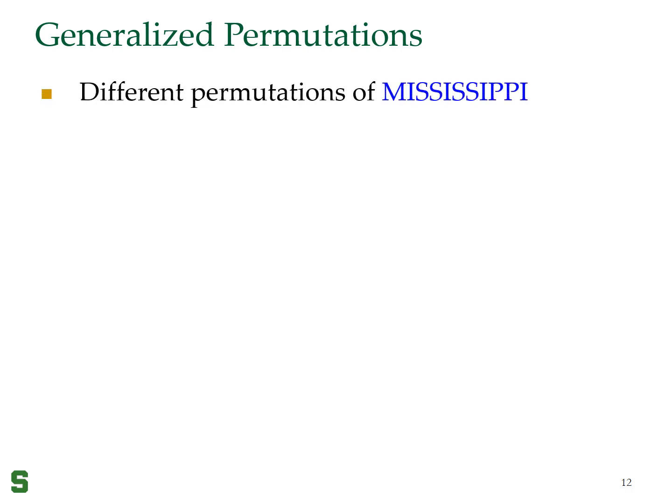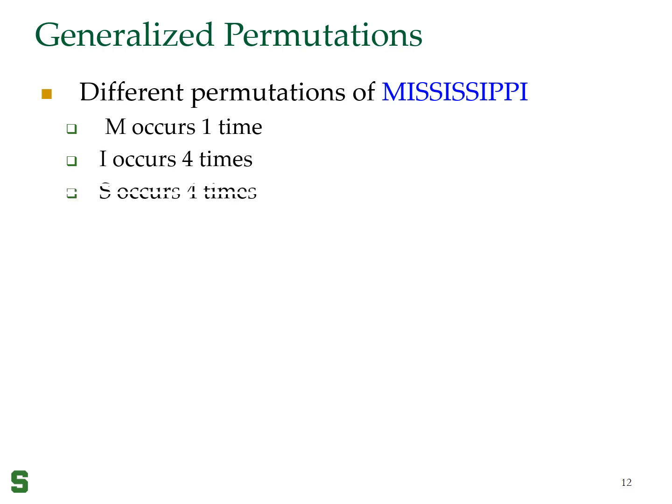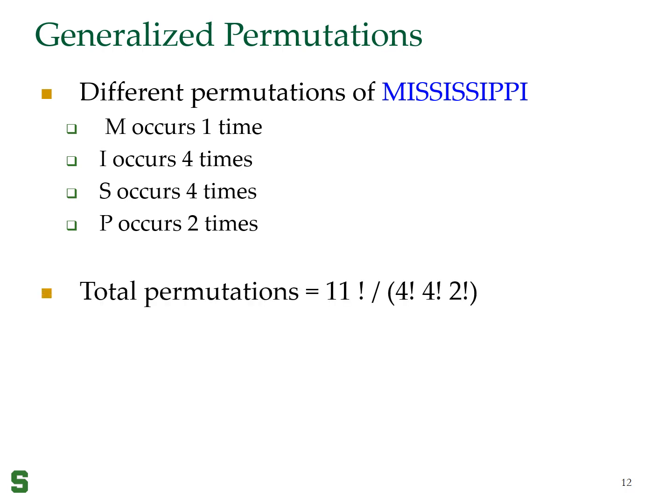Continuing with this example. So if we want to find the different permutations of Mississippi, we can observe that M occurs once, I occurs 4 times, S occurs 4 times, P occurs 2 times. So the total permutations we will get are 11 factorial divided by 4 factorial times 4 factorial times 2 factorial.